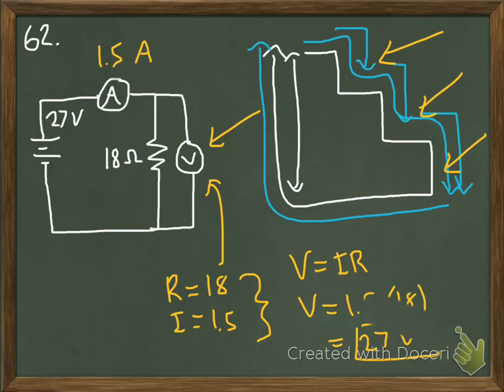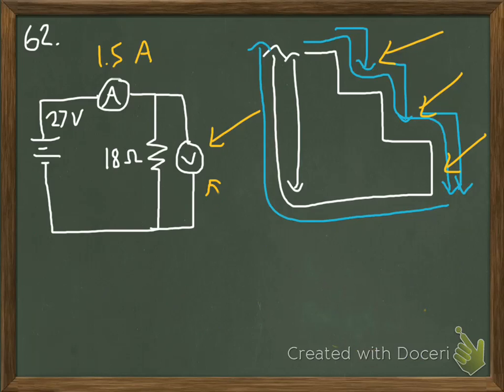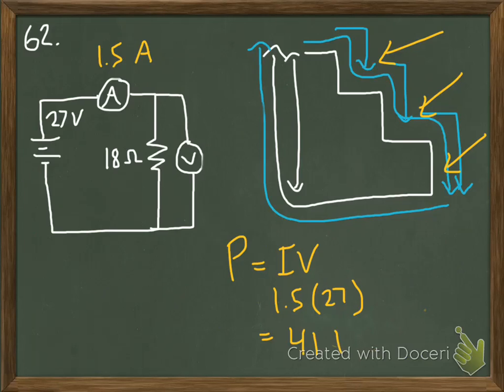Let me erase this and make some more room. We have, let's see, what's the next part? The next question is asking, how much power is delivered to the resistor? Well, we know that power is equal to I times V, so that would be 1.5 times 27. Let's see, 40.5 is what I got. 41, yep, okay, so let's call that 41 watts.